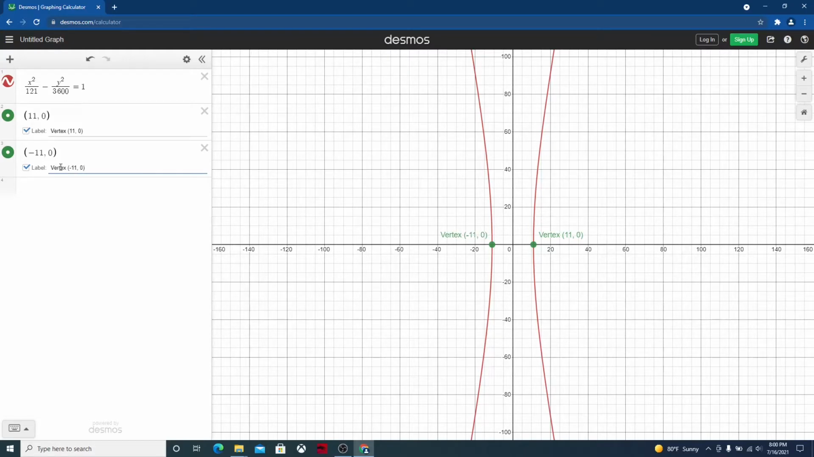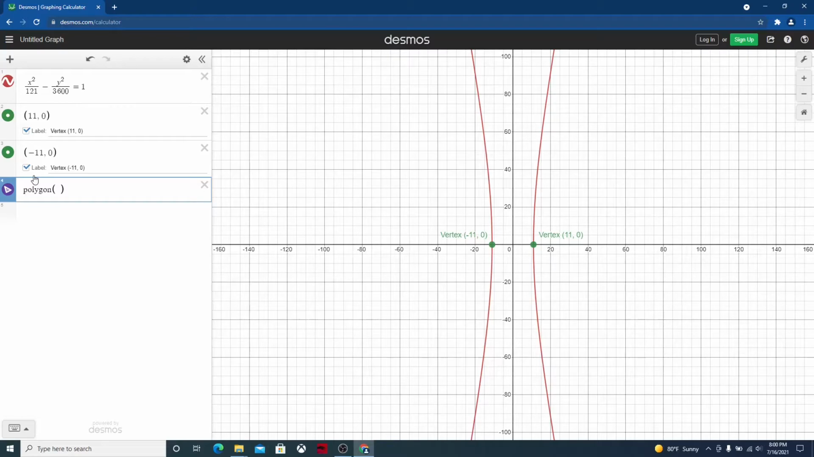Now we're going to put in the line segment that joins those two vertices together. This particular line segment is called the transverse axis of the hyperbola. And to plot that transverse axis, we're going to write the word polygon, and then follow it by an opening parenthesis and a closing parenthesis. And then we're going to move our cursor back inside the parentheses and list the vertices.